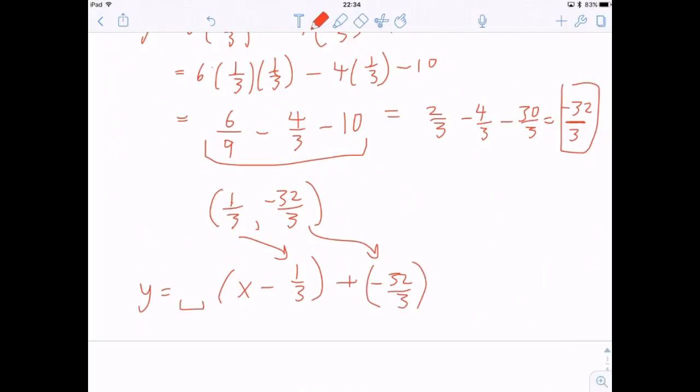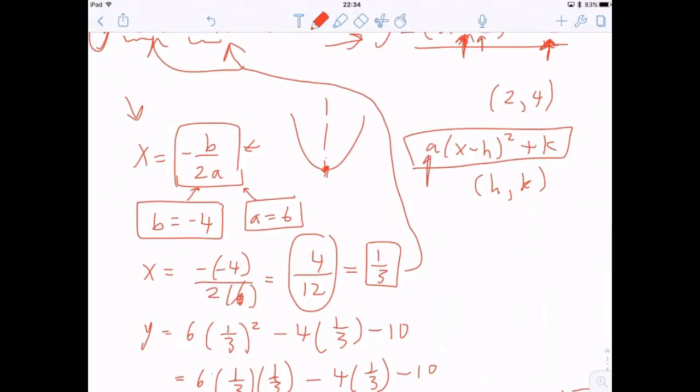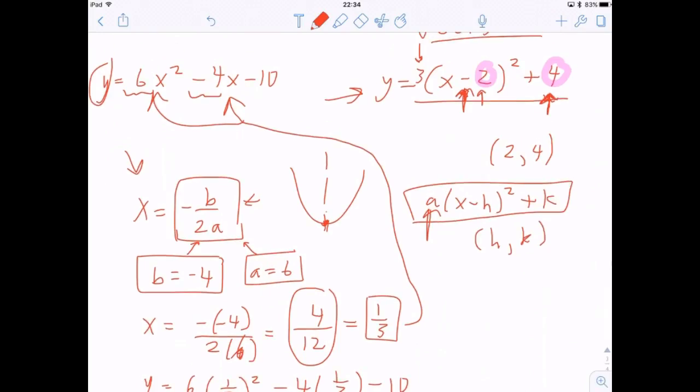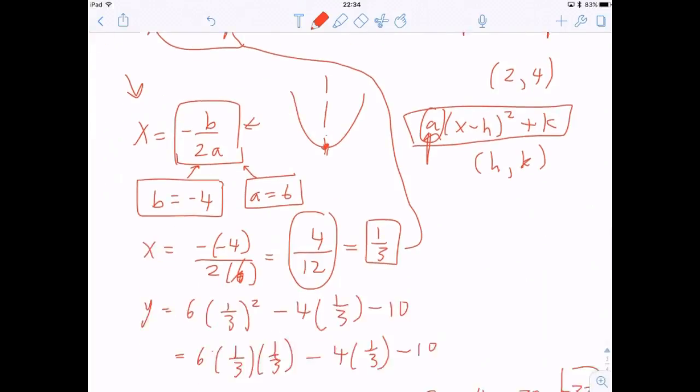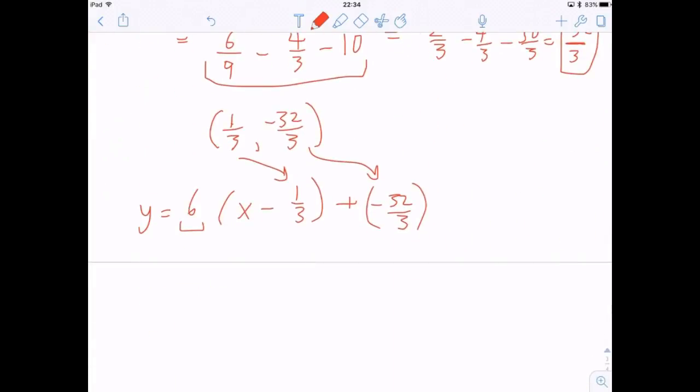The only thing I'm missing is this number that goes up front, this a here. How am I supposed to figure out what a is? Well, the lucky thing is, a is always the same. If you're in vertex form, the a is the same as in standard form. So if it's 6 there, you just put 6 there. And I'm done.